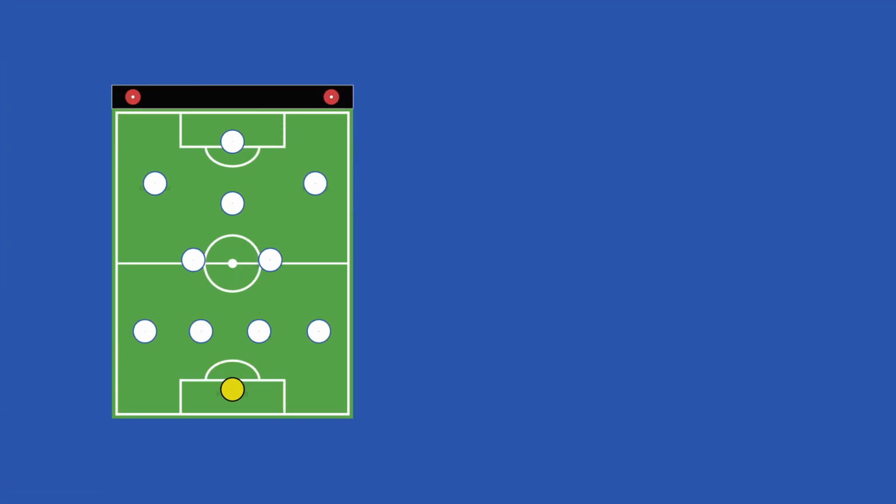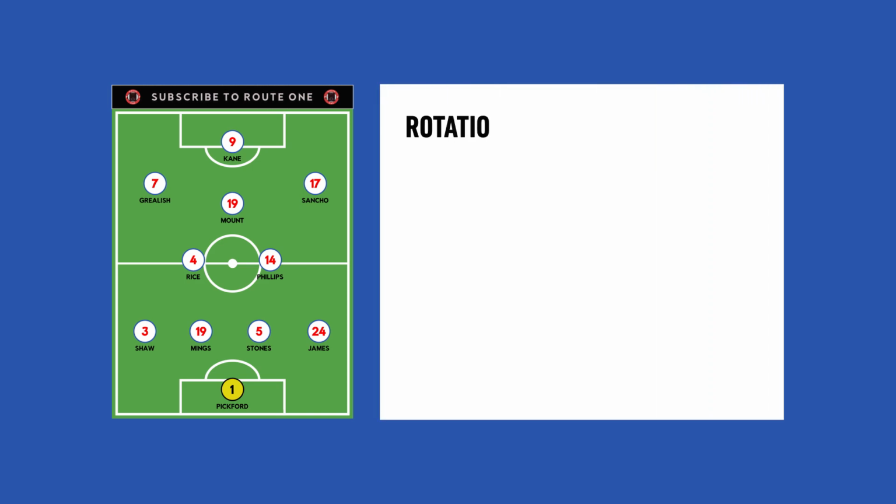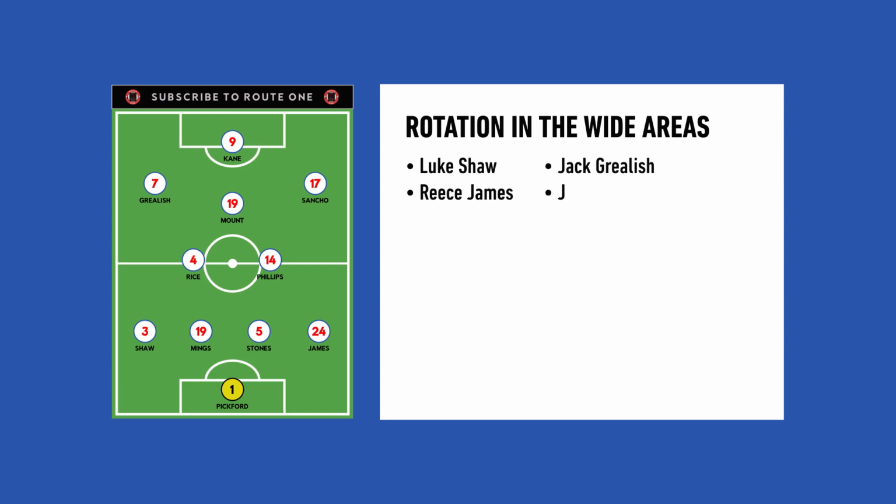So this is what I have for the first 11 for England, with 4 changes being made from the first match, with the players in the wide positions all changing. Both of the fullbacks, so instead I've gone with Luke Shaw and Reece James, and in the wingers I've gone with Grealish and Sancho. In this match where you fully expect to have more of the ball, you take advantage of that by including Jack Grealish.